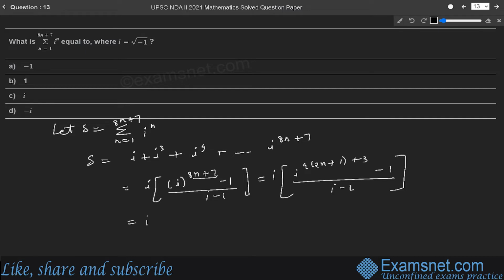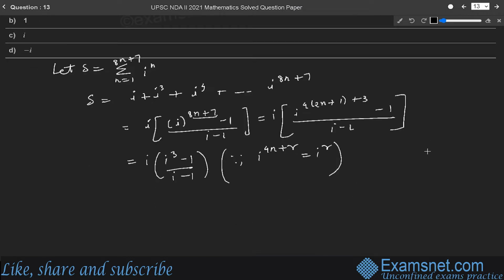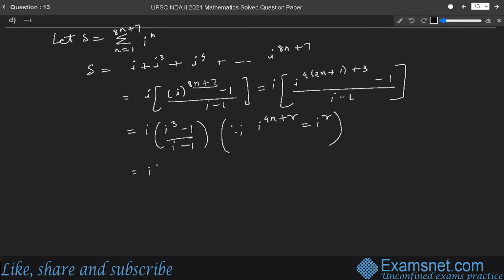On further solving, it will be equal to I into (I cube minus 1) upon (I minus 1). Since we know that I power 4n plus r is equal to I power r, this is the concept which is used here. So on further solving, it will be I into (minus I minus 1) upon (I minus 1), which gives (minus I square minus I) upon (I minus 1). It can also be written as (1 minus I) upon (I minus 1). So it will be minus 1. So the required value for the given expression is minus 1.